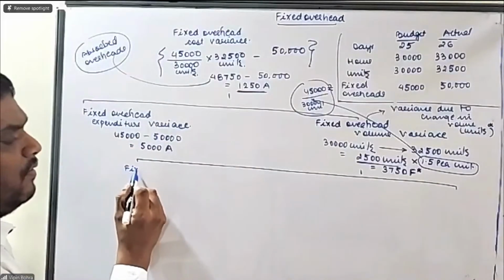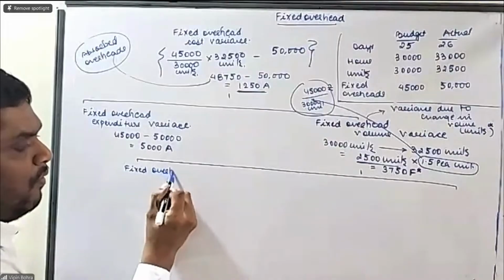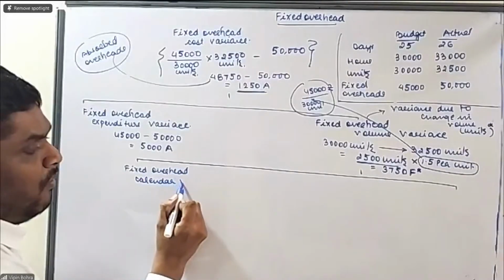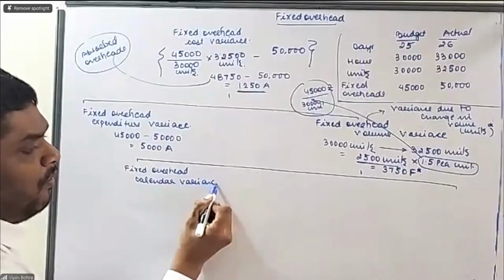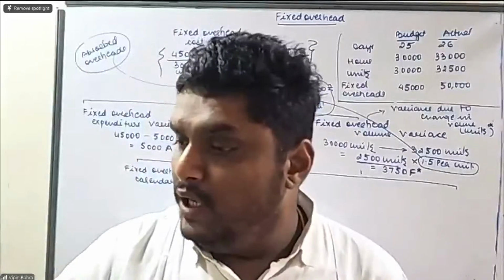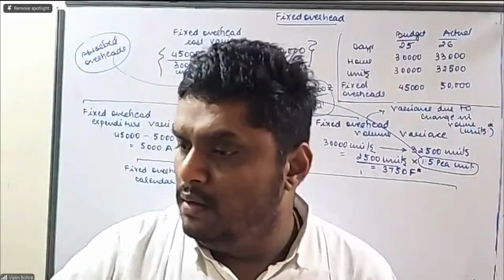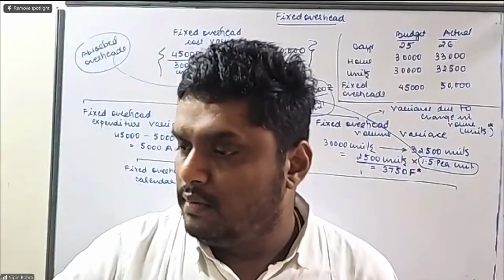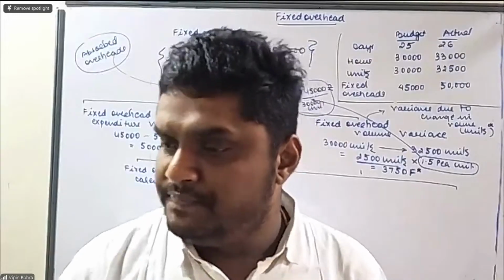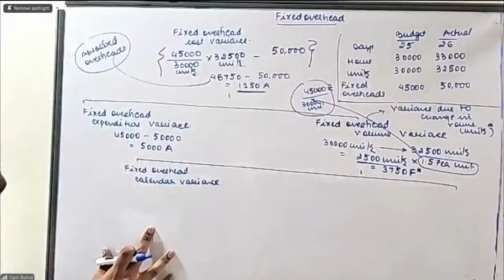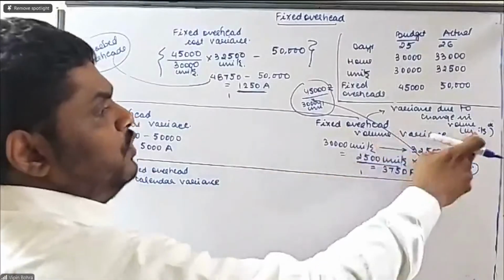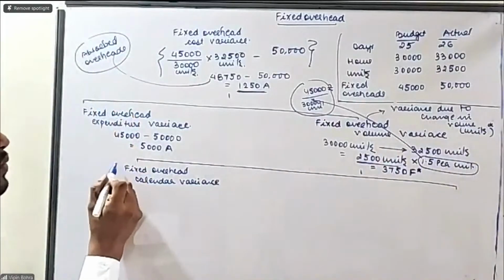Next is fixed overhead calendar variance. I hope it is clear, Rohan. Great. Now, when talking about fixed overhead calendar variance, again, it talks about days. Say volume talks about what? Units. So calendar variance talks about what? Days.